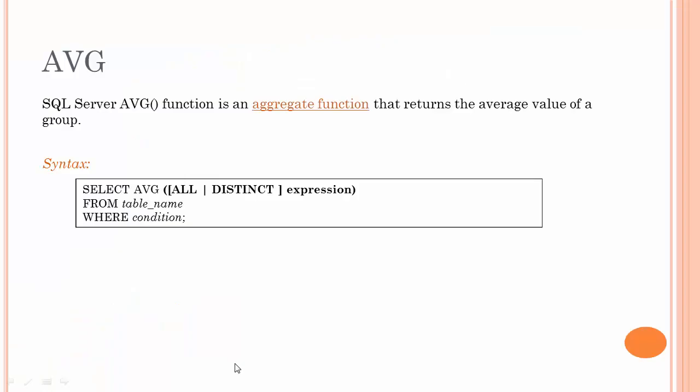Average. AVG stands for average. AVG is also an aggregate function that returns the average value of a group. So here we have the syntax of the average function: SELECT AVG, and in the parentheses we can write ALL or DISTINCT, and ALL and DISTINCT are an optional part, then expression FROM table name WHERE condition. Alright, and the condition we will pass if we want to apply some filter. So let's see how we can use average in SQL Server.